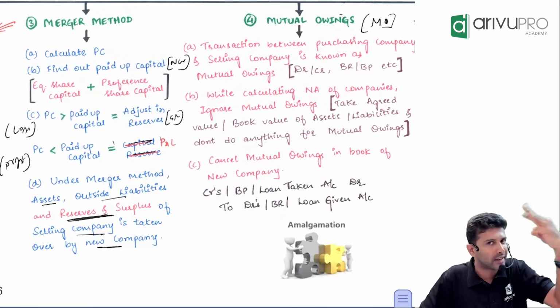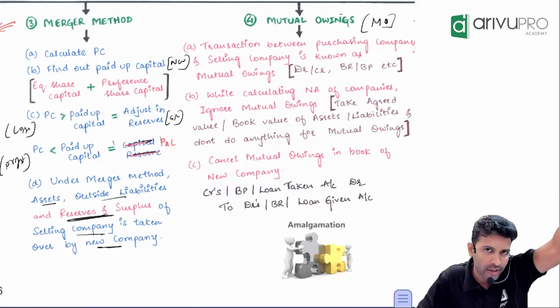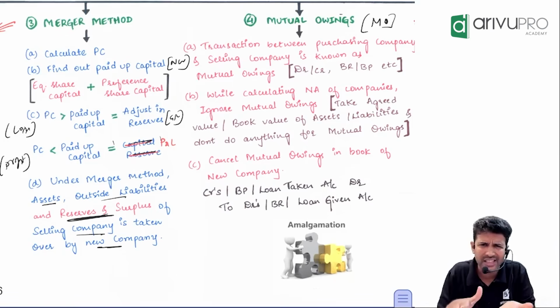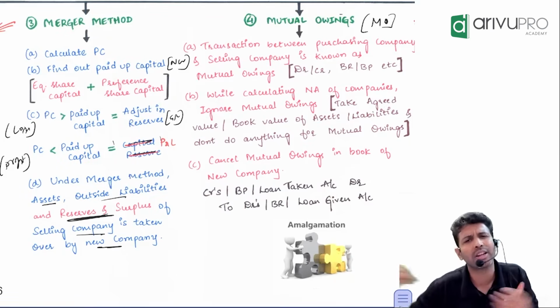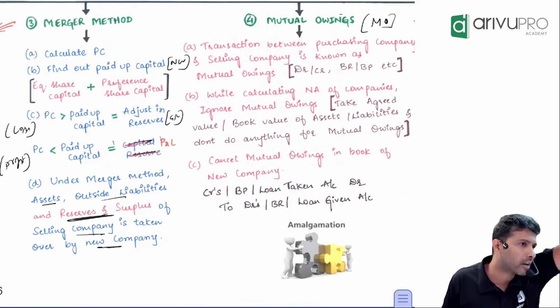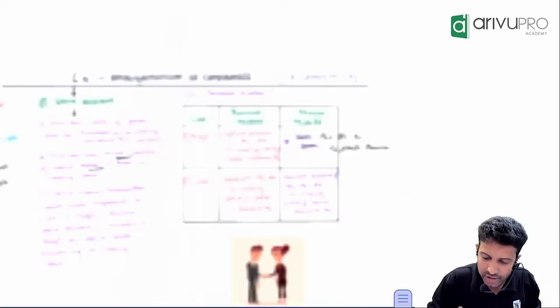Mutual owings usually will come in three forms. What are those? Debtor and creditor, bills receivable and bills payable, loan taken and loan paid. So that you need to cancel. One liability and one asset you need to cancel. A liability has a credit balance, to cancel we debit. An asset has a debit balance, to cancel we credit.